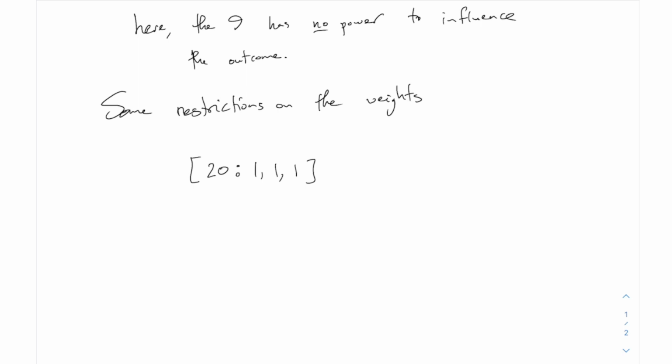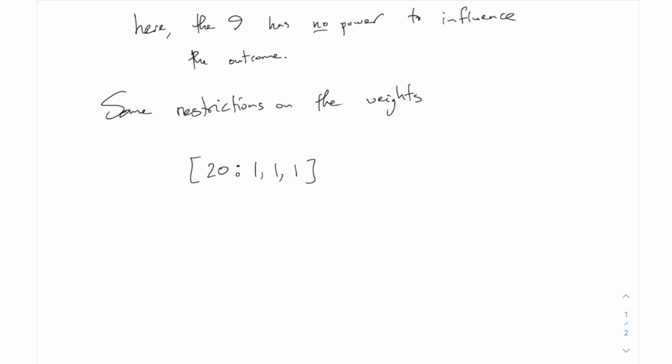Can anybody say what's unrealistic about this? Yeah. None of the numbers equal 20. Yeah, what this means is the quota is 20. You have to get up to 20 in order for the vote to succeed. And we have 3 voters of weight 1 each. The problem is those 3 voters can't possibly add up to the quota anyway. So it's impossible for the quota to be met here.